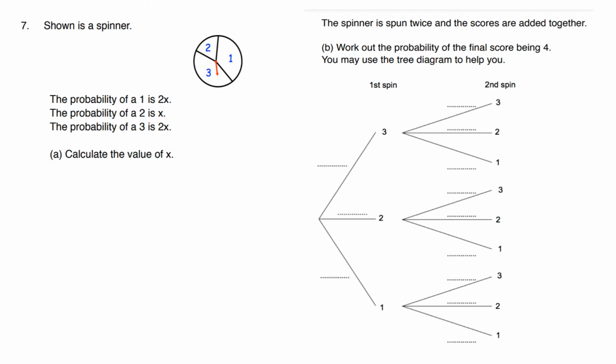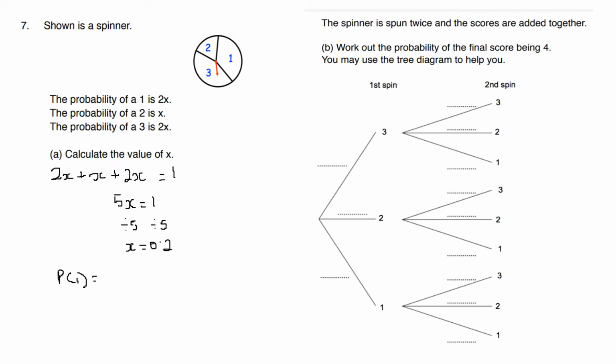So we know that probabilities always have to sum to 1. So if we add together these three expressions for our probabilities of spinning 1, 2 and 3, we can put those as equal to 1. Now we need to simplify the left-hand side, and that will give us 5x equals 1. Then if we divide both sides by 5, x will equal 0.2.